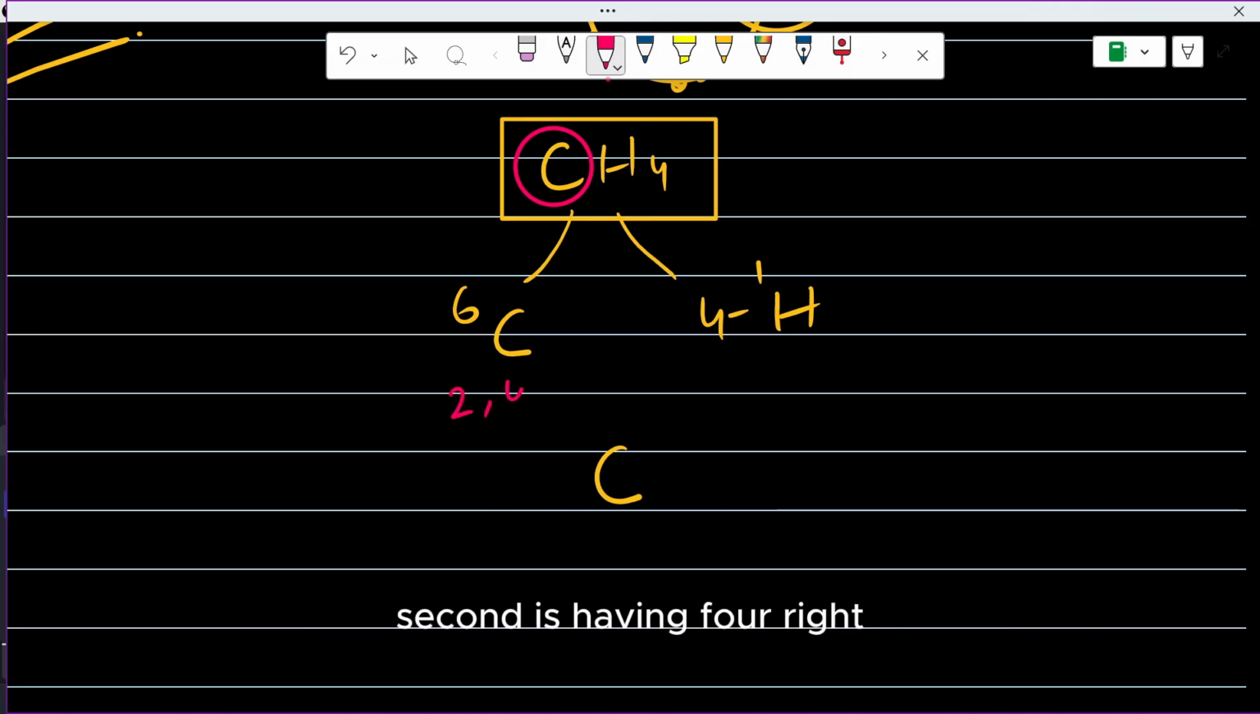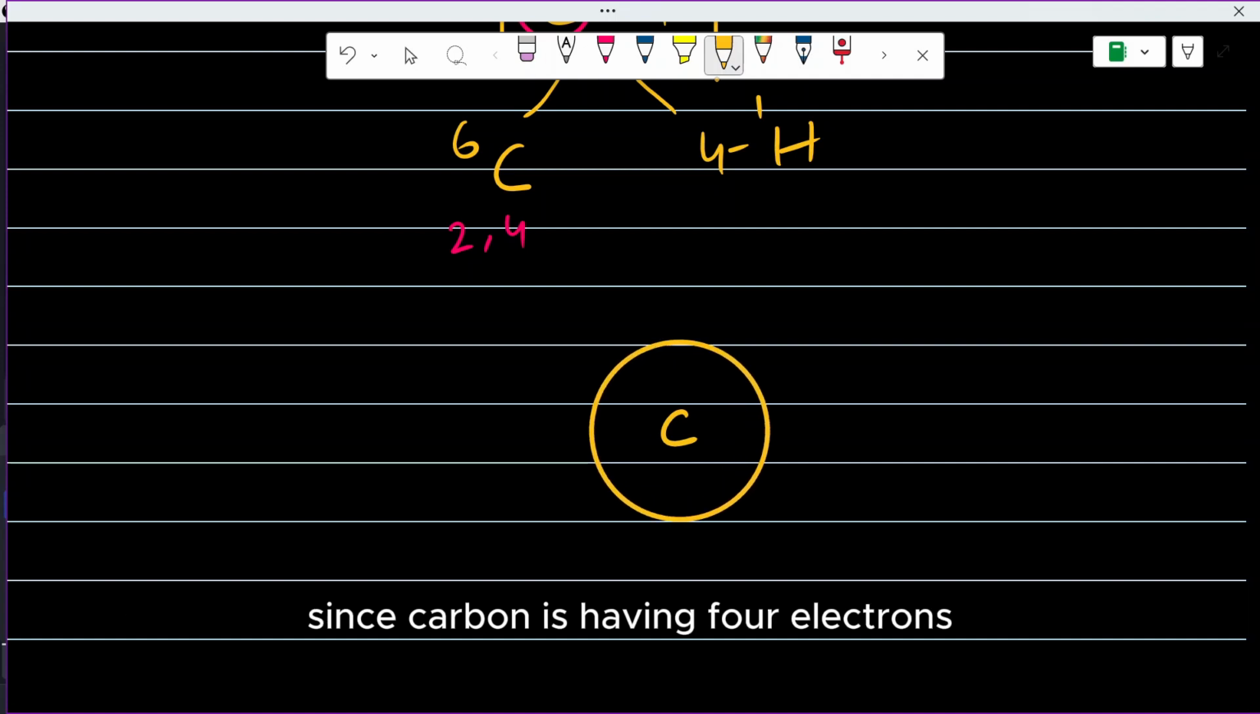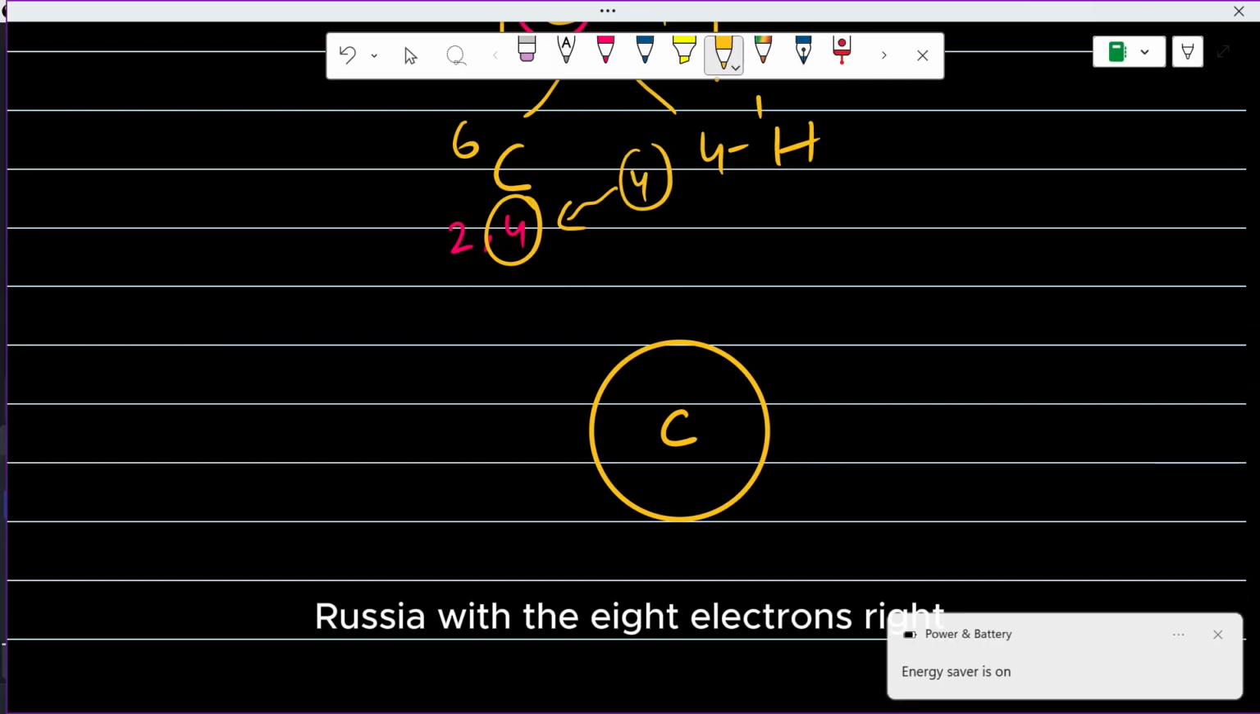First shell is having 2, second is having 4, right? So I'm going to draw carbon here. Let's draw a little below over here. So we have carbon, and we have these different electrons. Since carbon is having 4 electrons, it needs to share 4 more electrons to have a completely filled outer shell with the 8 electrons, right? So let's draw carbon. So 1, 2, 3, 4, and we have 4 hydrogen atoms.